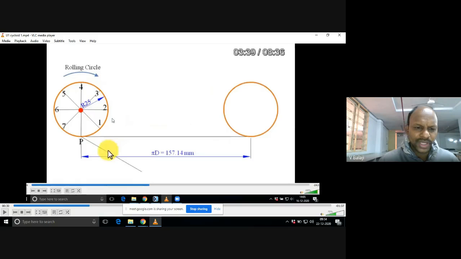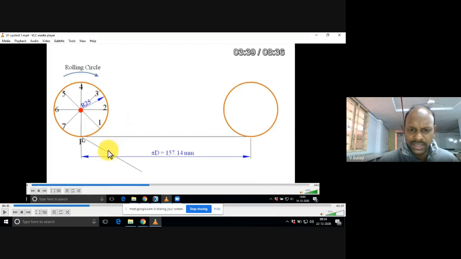After that, numbering is very important. The rolling circle rolls right hand side, right? So it is rolling in the clockwise direction. But the numbering system I have taken in the anti-clockwise direction for convenience. So you follow this method.